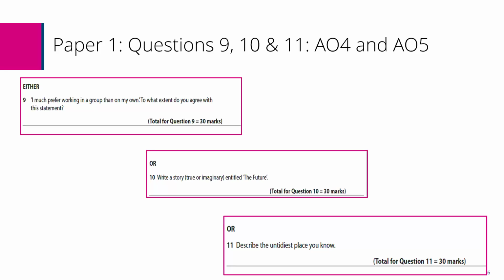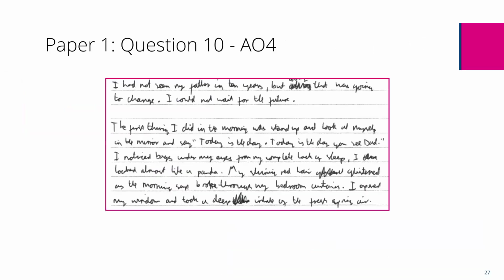So we're going to, again, look at the assessment objectives separately. So we're going to start with the AO4. And again, we're going to look at what more successful and less successful candidate responses look like. You will find this is a higher level exemplar, a level 5 for both AO4 and AO5, the one that you'll find in the examiner report.